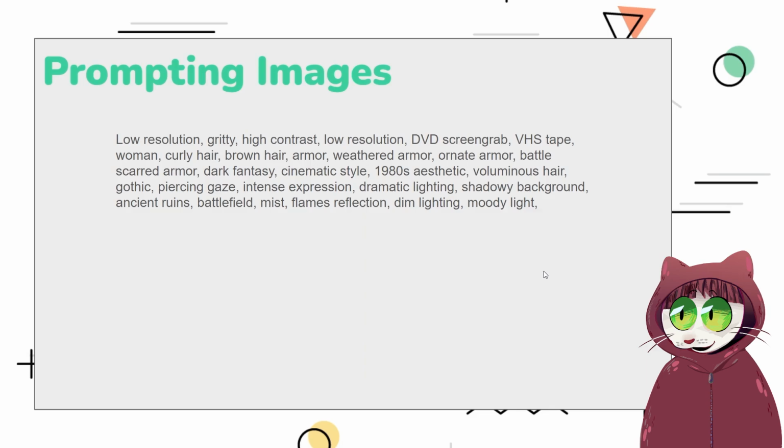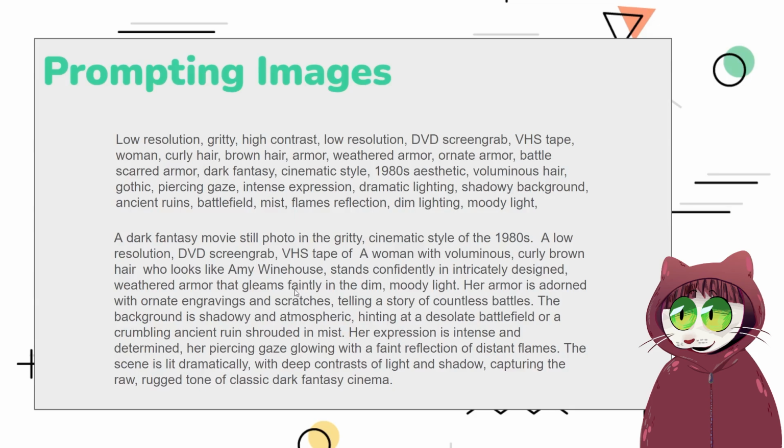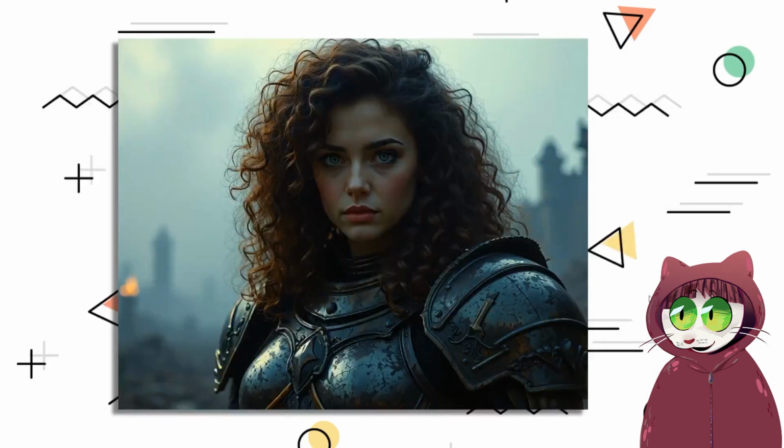I will show you those proper ways to do a LoRA and things like that in a moment. Now, we've got here, for example, another prompt: a low resolution, gritty, high contrast video still, and I'm trying to go for a 1980s aesthetic. And we've described below what the scene should show. And the result is here.